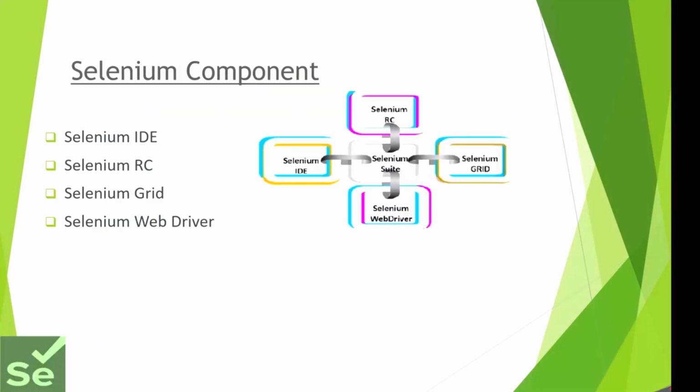So now we'll discuss what are the different components Selenium has. The Selenium suite has 4 different components. The first one is Selenium IDE. The second is Selenium RC. Third is Selenium Grid, and the fourth one is Selenium WebDriver. So we'll discuss each component briefly.